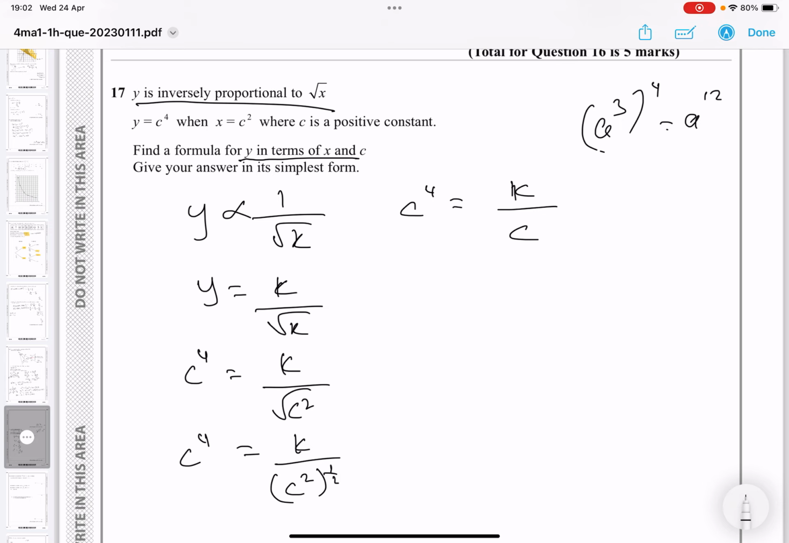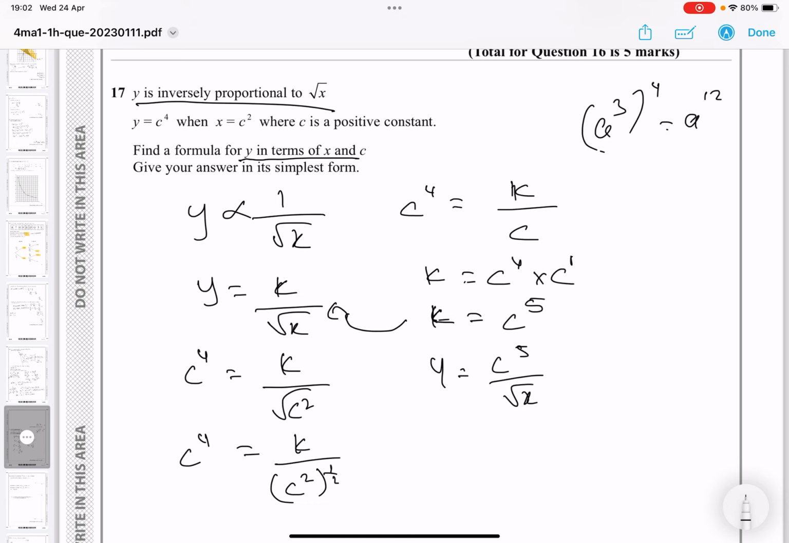So we can work out what k is now, c to the 4 times c, and what you do here is you add the indices, so that'll give you c to the power 5. So now we know that k is equal to c to the power 5. Let's substitute that back into this equation here. y equals c to the power 5 over root x. And that's your formula.